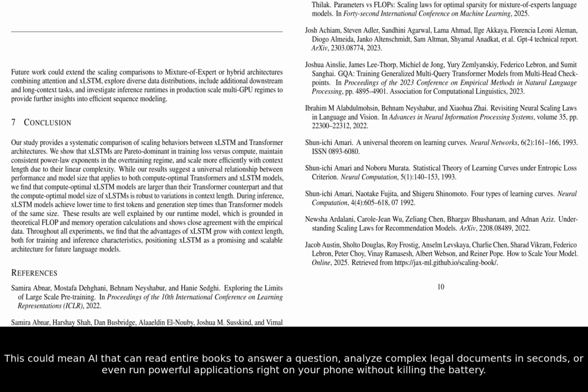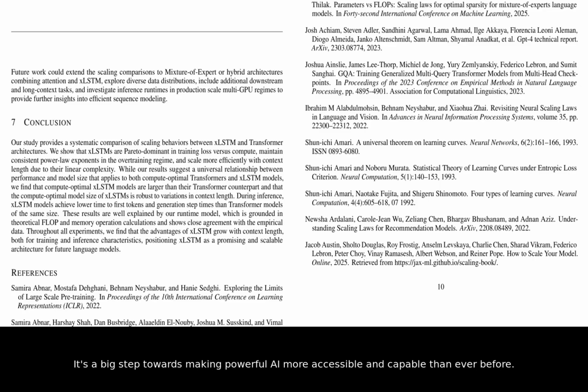This could mean AI that can read entire books to answer a question, analyze complex legal documents in seconds, or even run powerful applications right on your phone without killing the battery. It's a big step towards making powerful AI more accessible and capable than ever before.